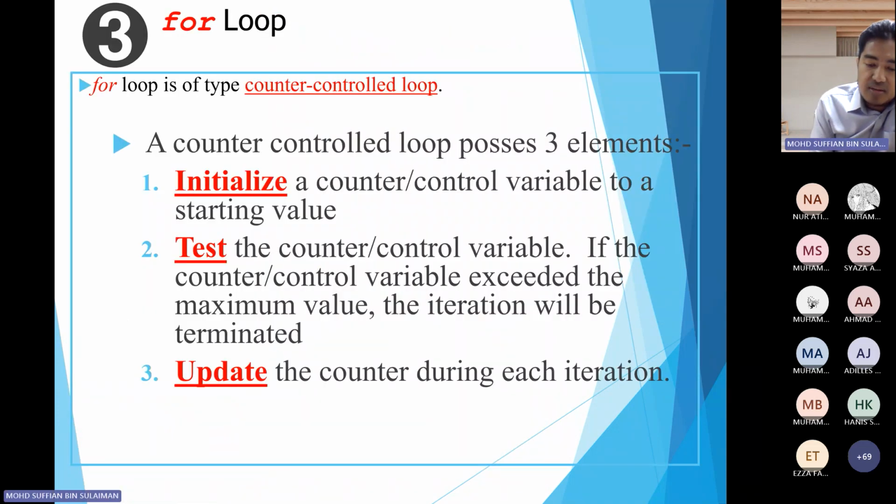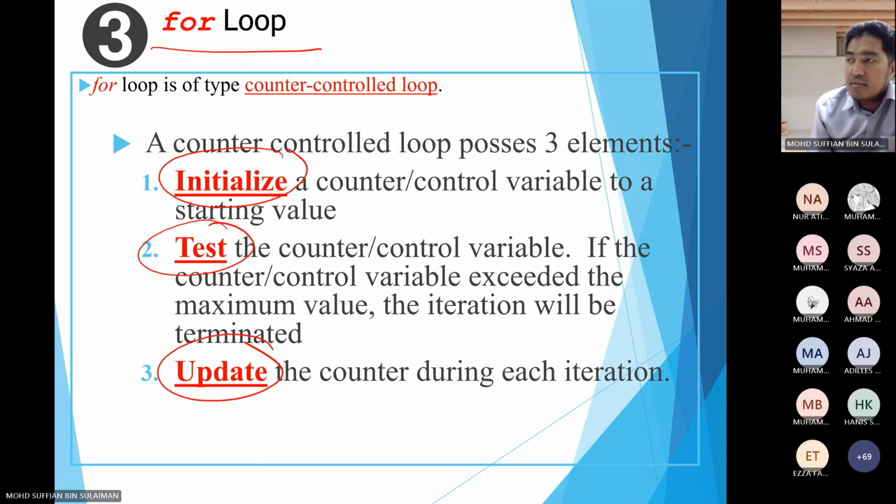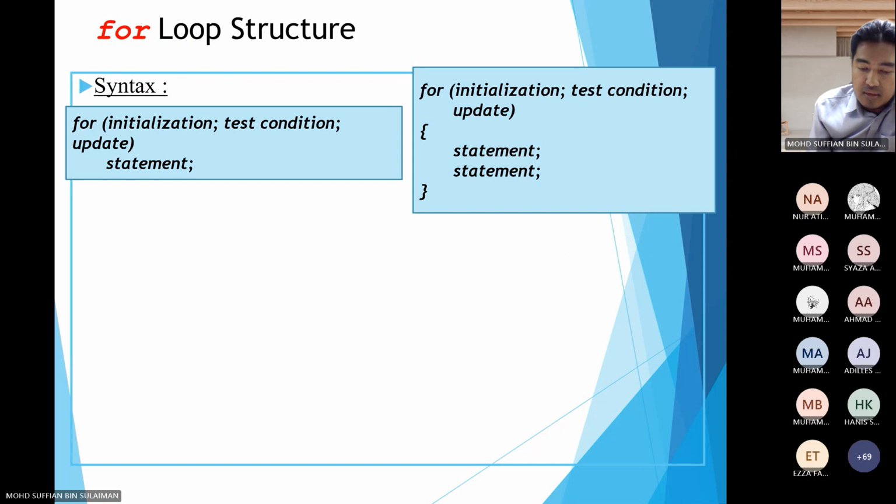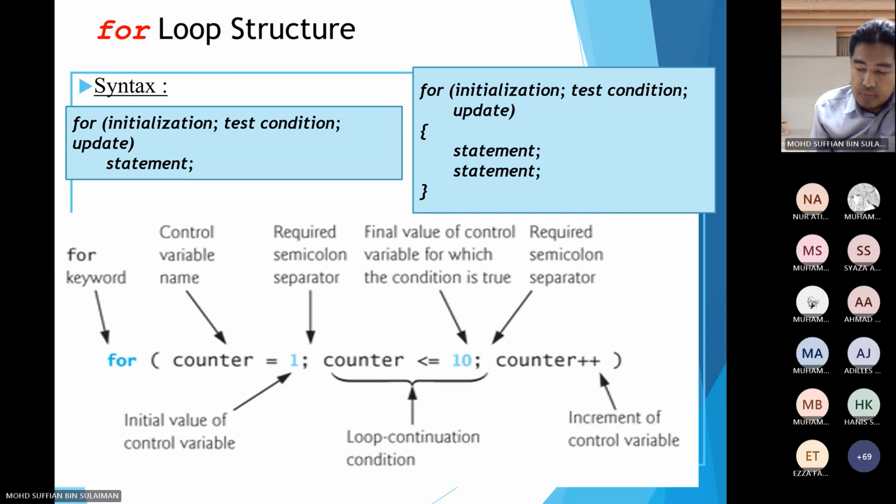Okay, the last one, for loop. For loop is also a type of counter control loop. Again, we have these 3 elements: initialize, test, and update. Okay, it's the same as before. All right, so this is the syntax.